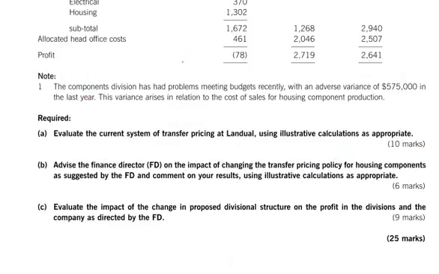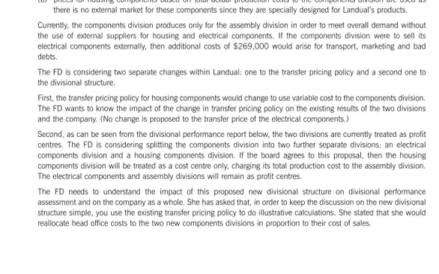Part C. Evaluate the impact of the change in proposed divisional structure on the profit in the divisions and the company as directed by the FD. So we have to be looking at three or perhaps four different effects now, because when we go up and see what the finance director's suggestion was up here, second, as can be seen from the divisional performance below, two divisions are currently treated as profit centres. The finance director is considering splitting the components division into two further separate divisions, electrical components division and a housing components division.